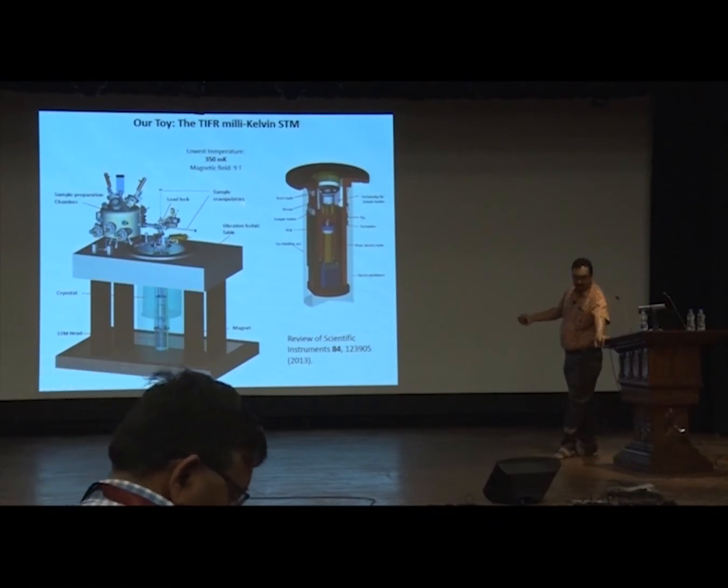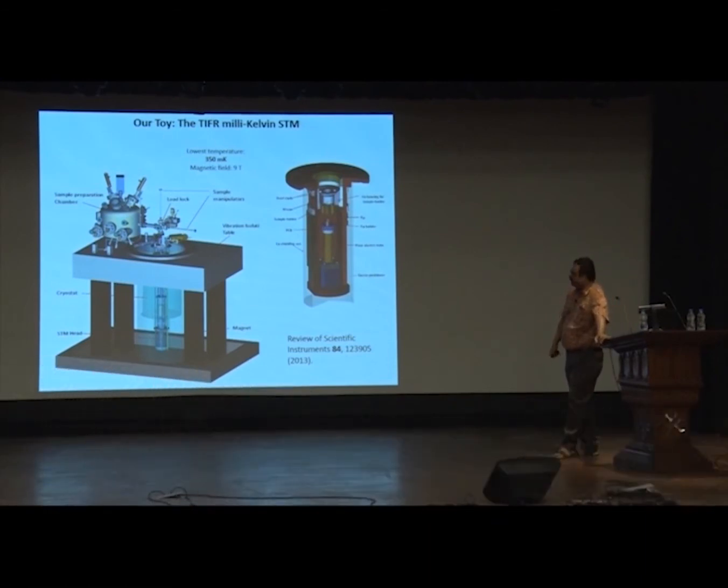This is the millikelvin scanning tunneling microscope, which goes down to about 350 millikelvin, and has a magnetic field of 9 Tesla. So it looks like this. The real STM is sitting down below in the cryostat, where it can go down to 350 millikelvin. All that you see outside is essentially for vibration isolation and the cryogenic liquid container, and what you see on the top here is actually sample preparation.